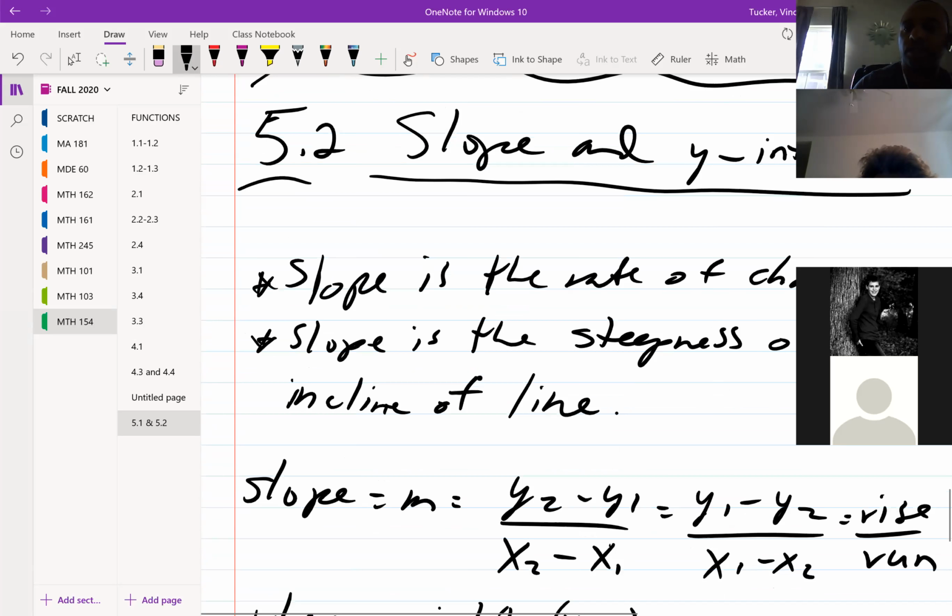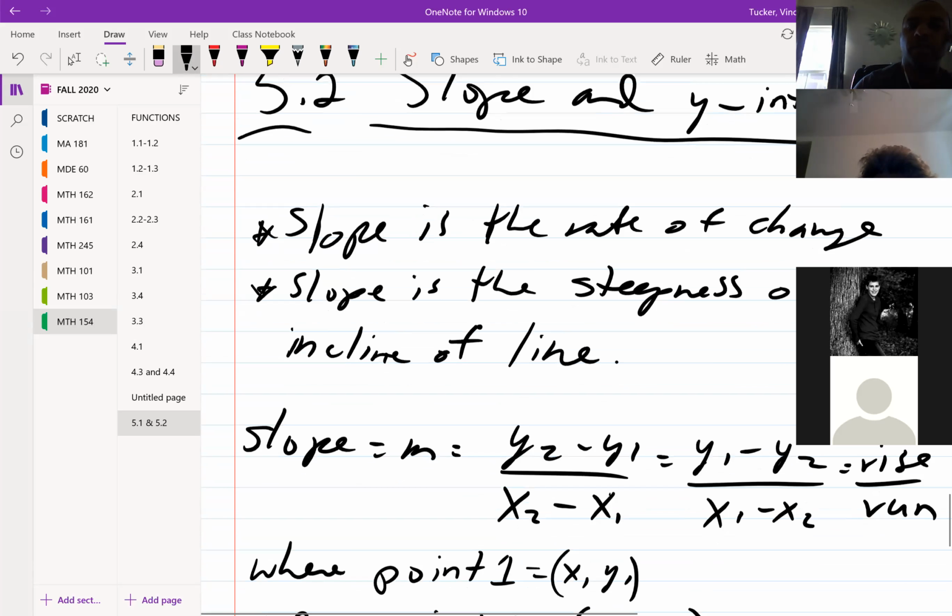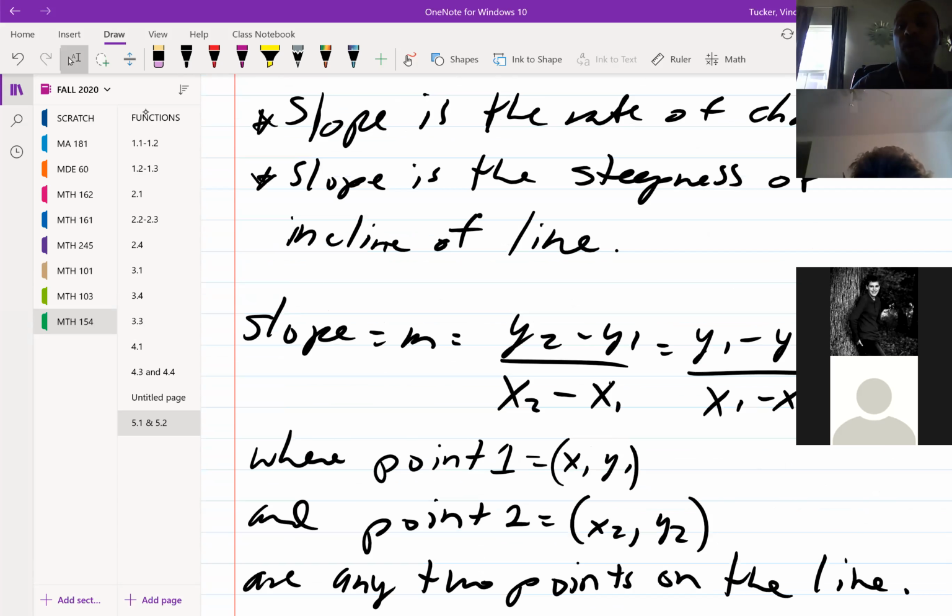All right, so we're looking at slope and y-intercept in this 5.2 section. Your slope is going to be the rate of change. We have already alluded to that to some degree in that first section. But your slope is going to be the rate of change for a particular situation. It's also going to be the steepness or the incline of your line, like the slope of a mountain, slope of a ramp, slope of your roof. It's actually putting a numerical value to that incline or that steepness.